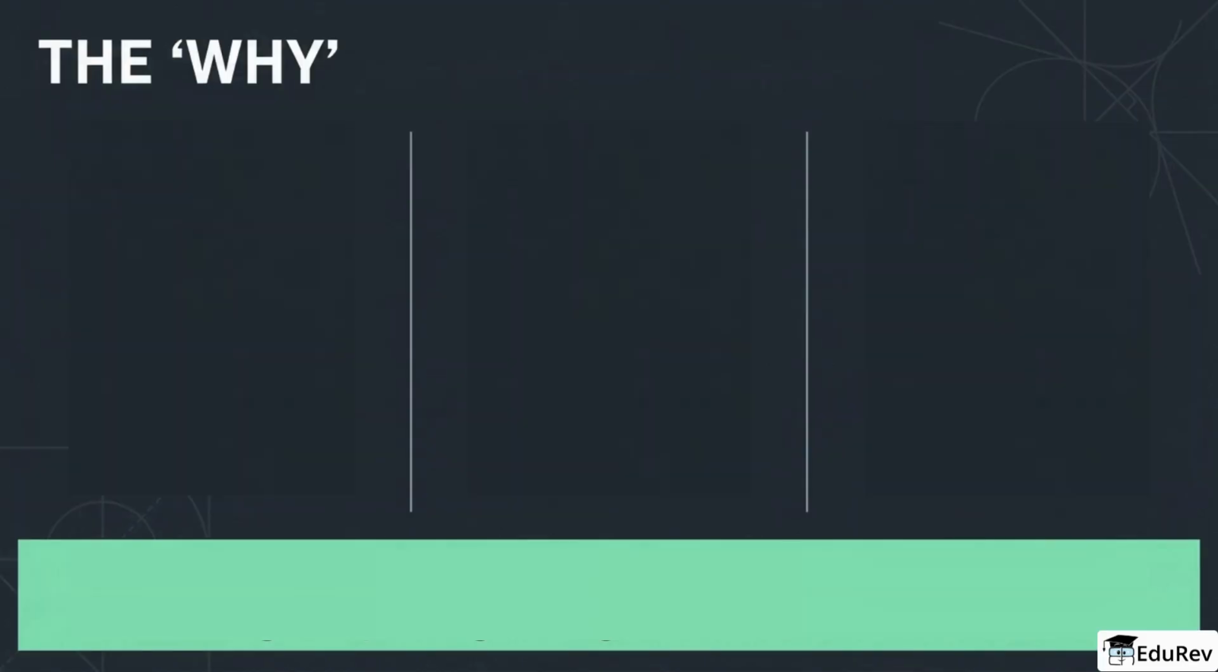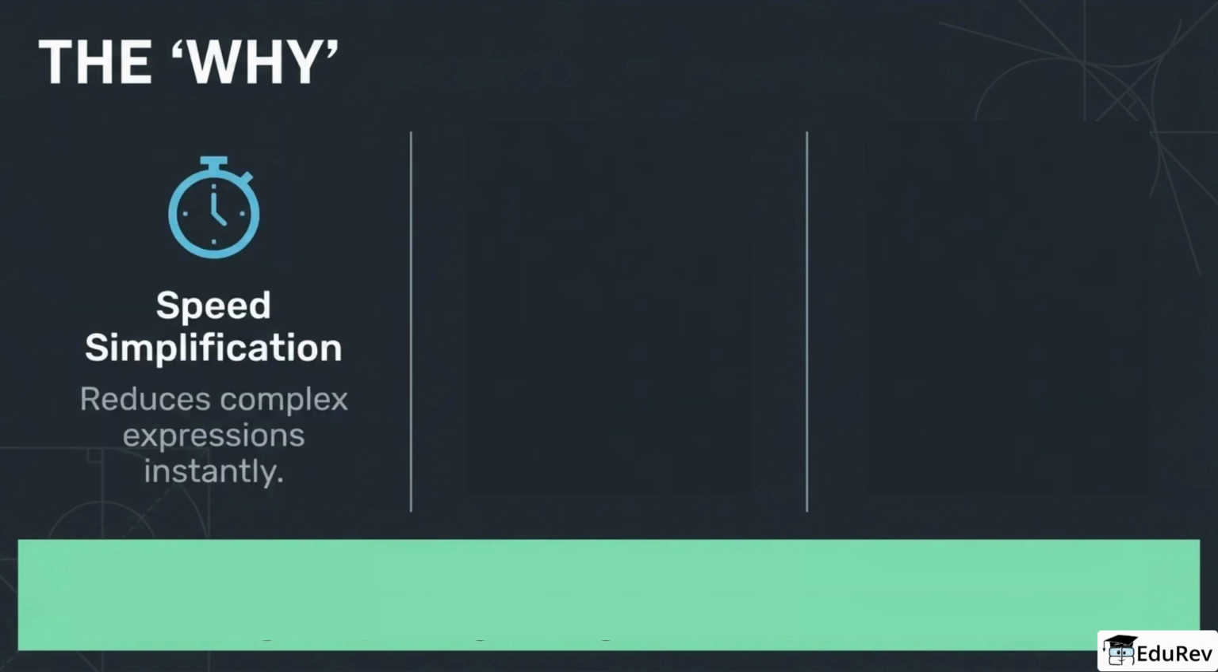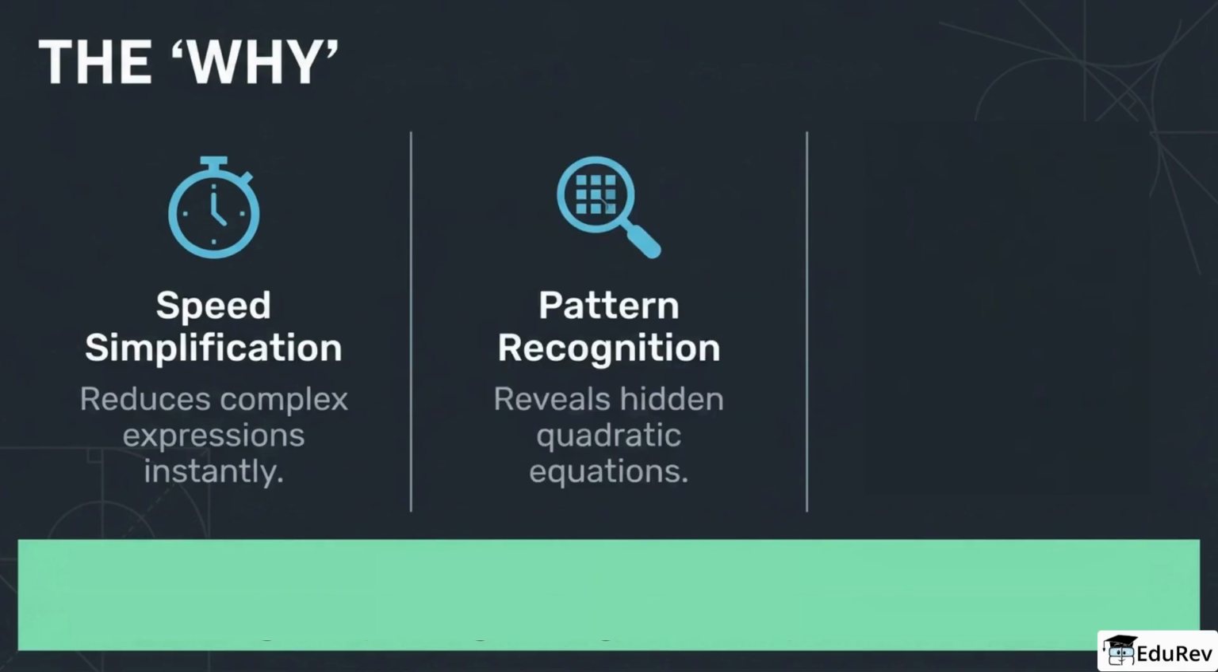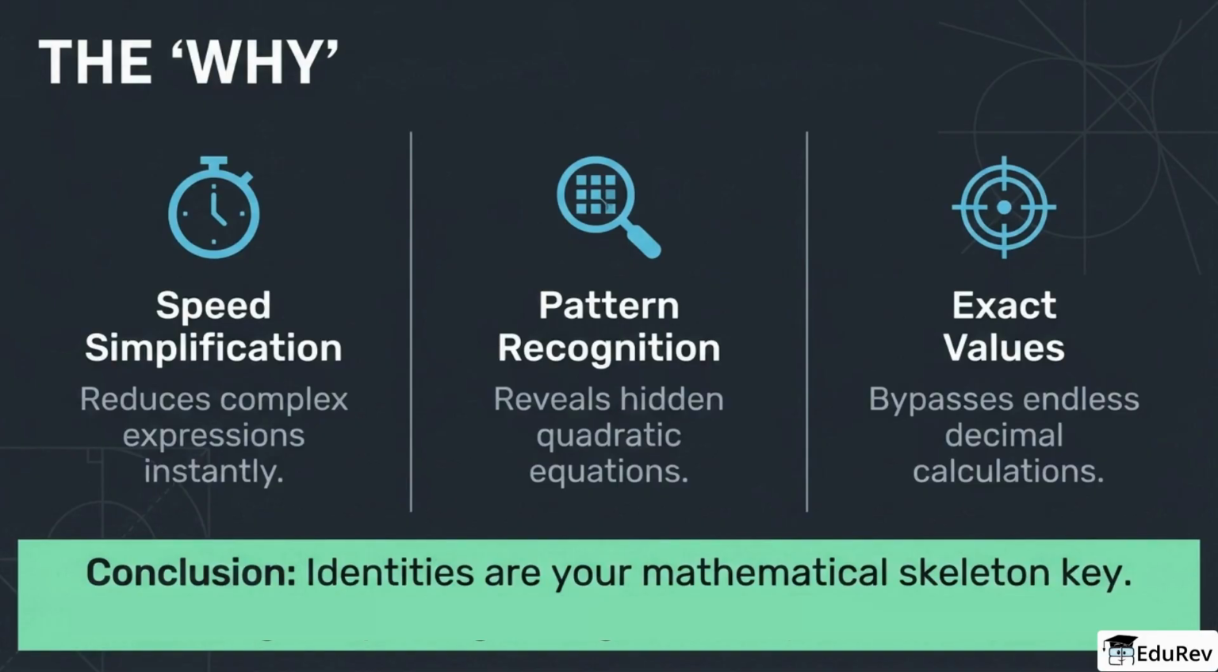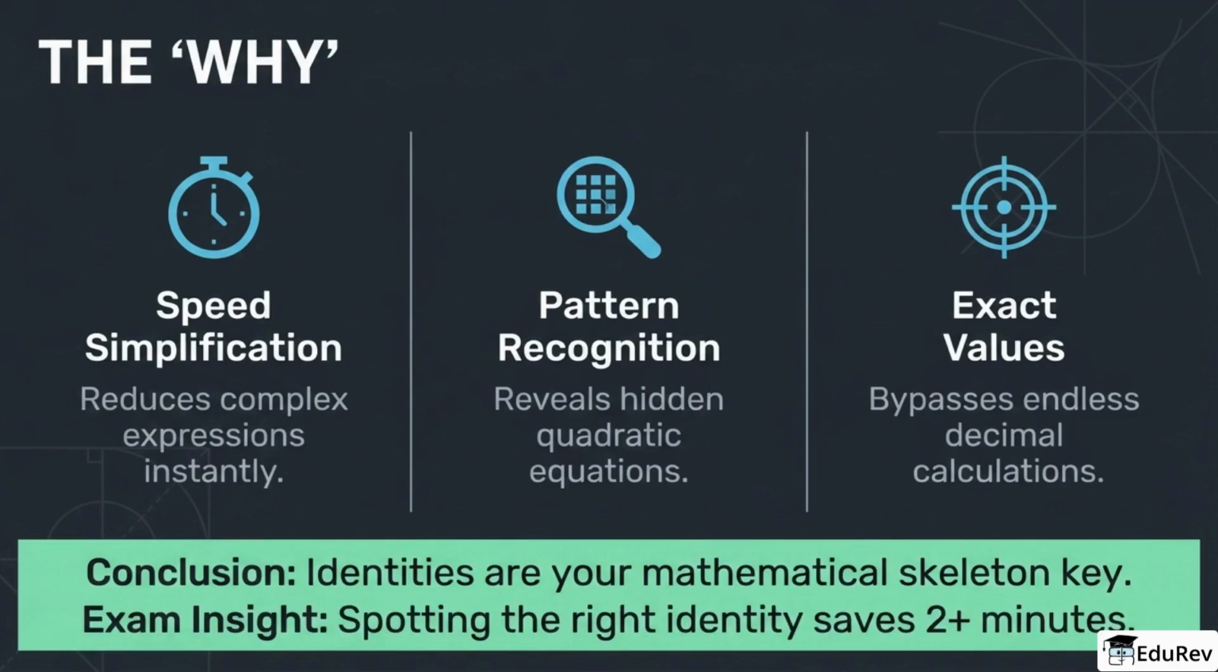The real value of identities is that they save time and reveal structure. They simplify long expressions instantly, uncover hidden quadratic forms, and help you get exact values without ugly decimal work. That is why identities are so powerful in competitive exams. They do not just solve problems, they reduce them. The strongest students are usually the ones who spot the right identity early and avoid unnecessary expansion.